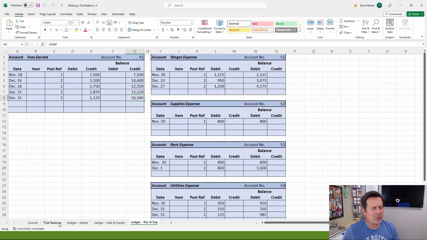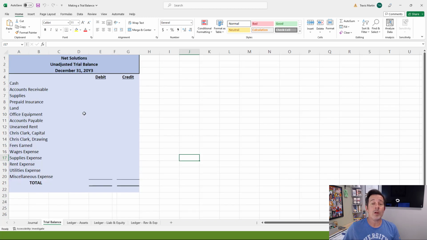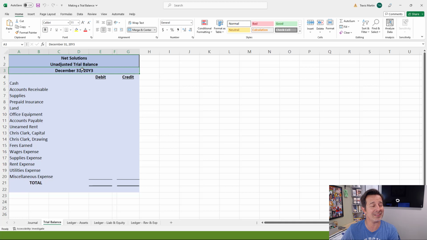So, how do we make a trial balance? Well, first step is we need to put the company name. We need to put the report title, unadjusted trial balance. We need to put the date, December 31, 20Y through. And that's kind of how we title all our reports, isn't it? Company name, report title, and then the time period that we're looking at.